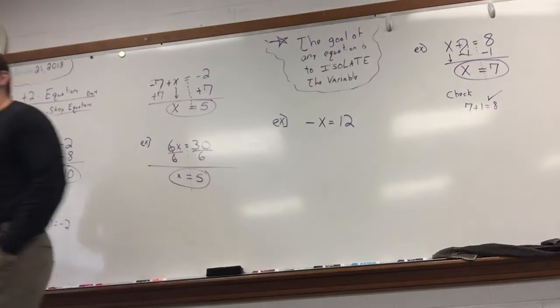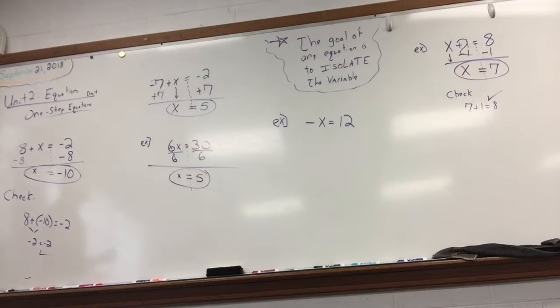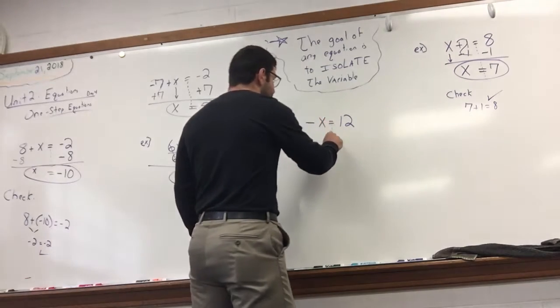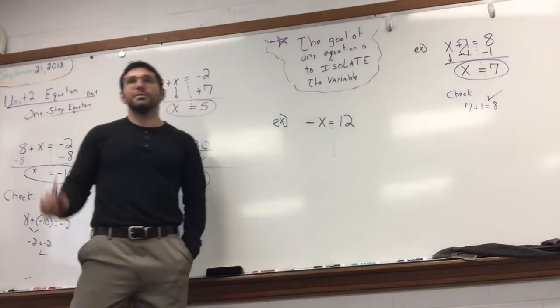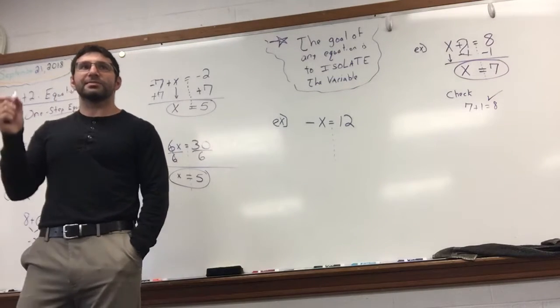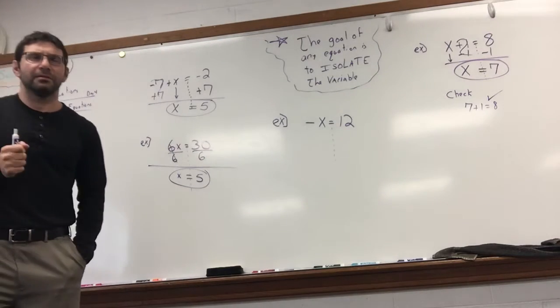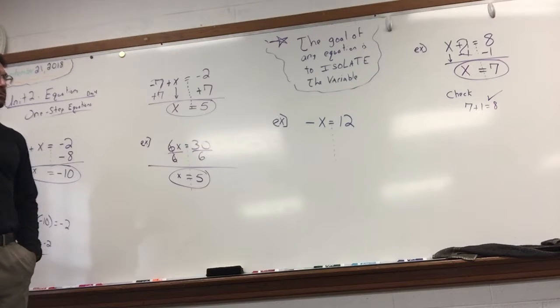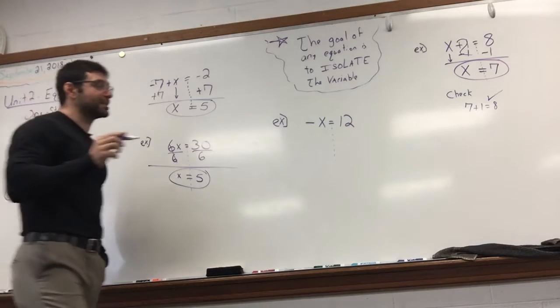Negative x equals 12. First step, always. First step, Bianca, what am I going to do? Put the dotted line to show the balance point. Is my x isolated? Swill, you're shaking your head no. Why? Because there's a negative 1.